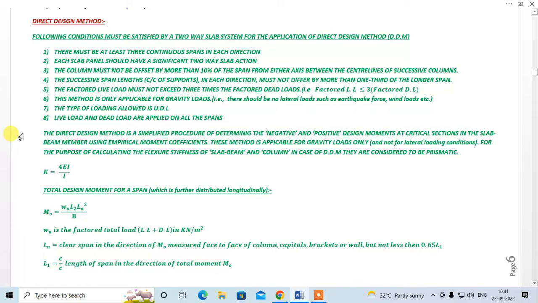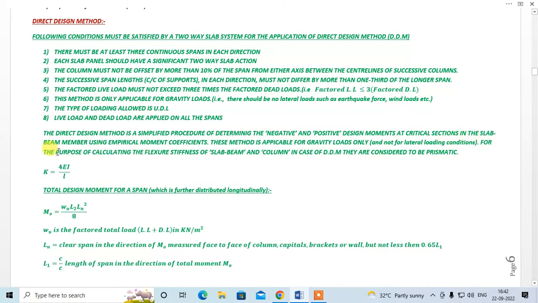The direct design method is a simplified procedure of determining the negative and positive design moments at critical sections in the slab beam member using empirical moment coefficients. The empirical moment coefficients are given in the code for DDM. This method is applicable to gravity loads only and not for lateral loading conditions.